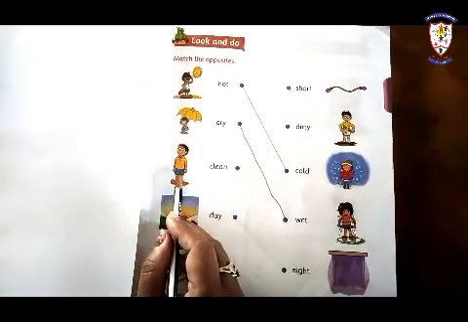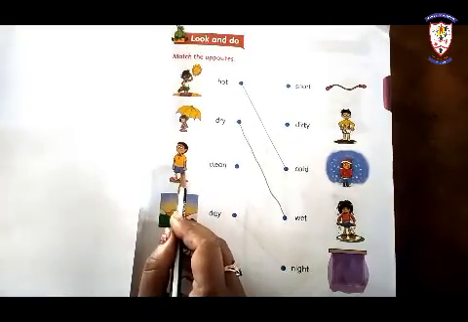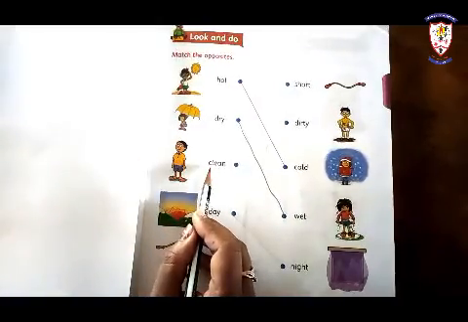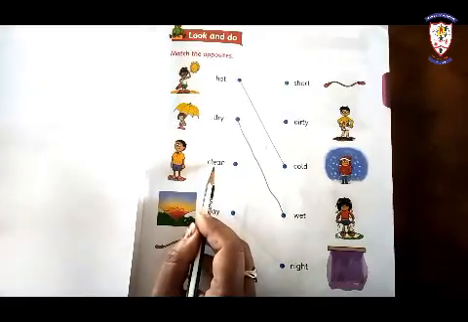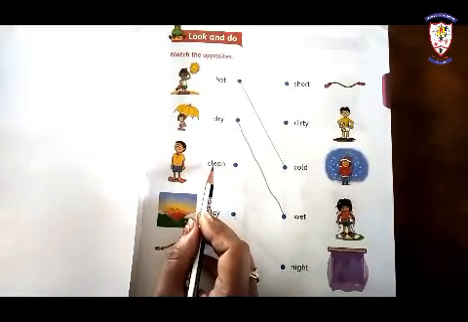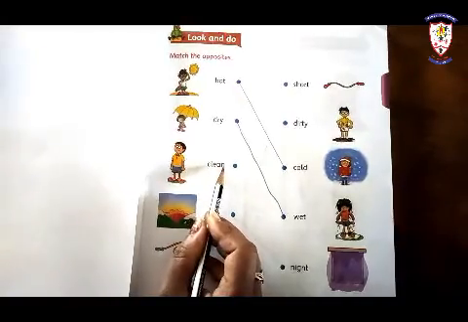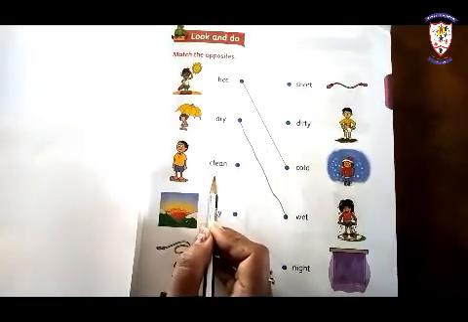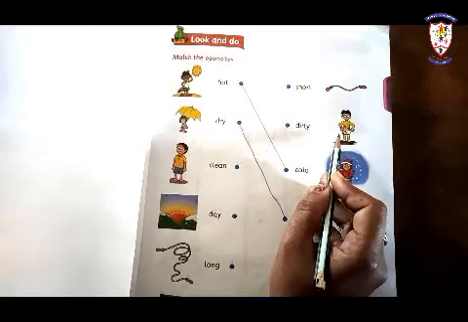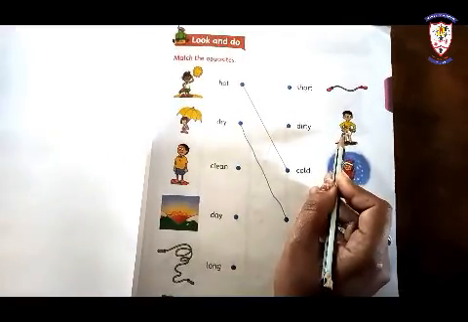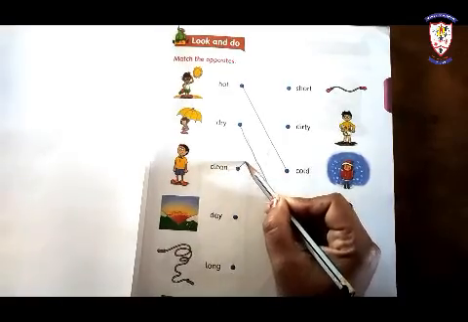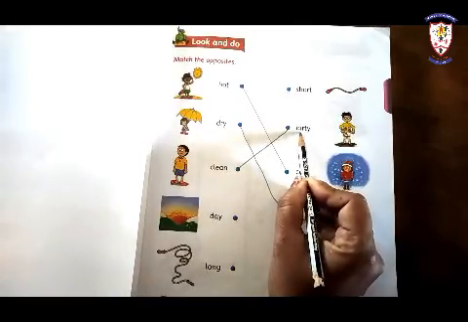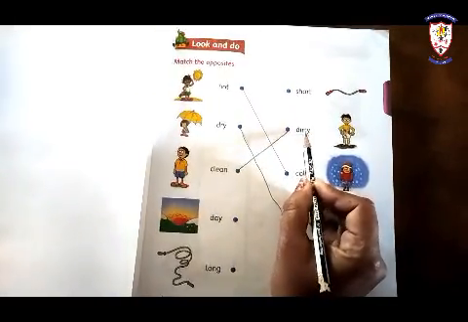Okay, now in the next picture, the boy is wearing clean clothes. Yes, and look, here is the spelling of clean. So, come on, read with me. C L E A N, clean. But what is the opposite of clean? Yes, you all know, dirty. This boy is wearing dirty clothes. So, we have to match clean with dirty. D-I-R-T-Y, dirty.